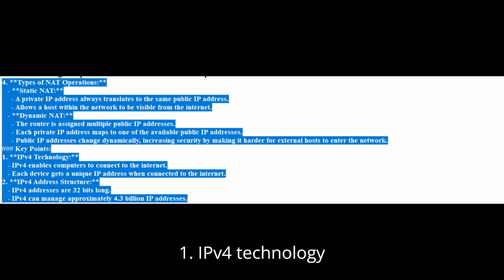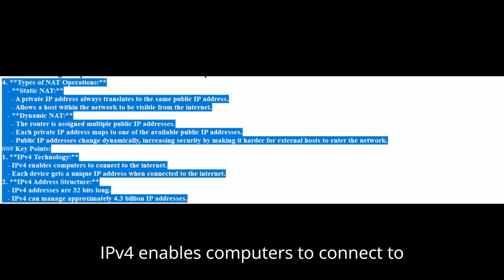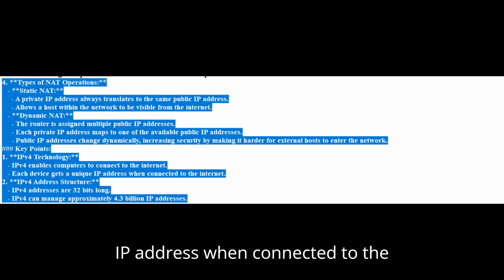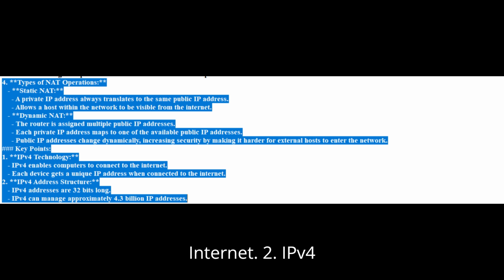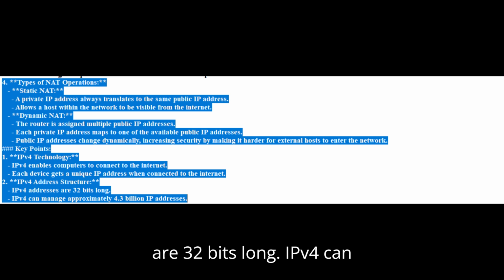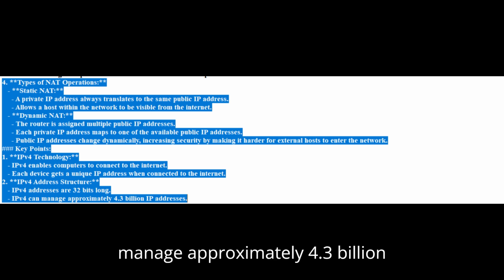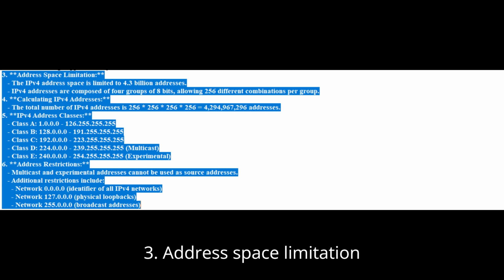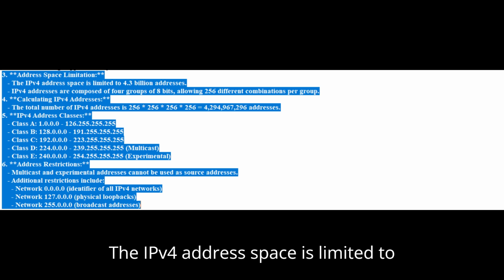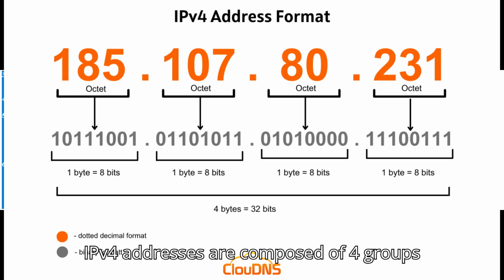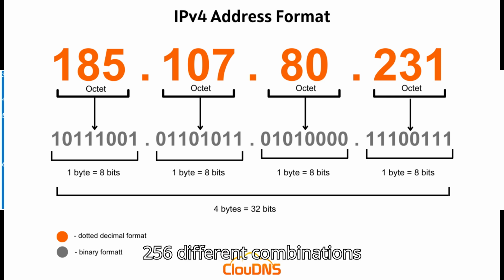Key points. 1. IPv4 technology. IPv4 enables computers to connect to the Internet. Each device gets a unique IP address when connected to the Internet. 2. IPv4 address structure. IPv4 addresses are 32 bits long. IPv4 can manage approximately 4.3 billion IP addresses. 3. Address space limitation. The IPv4 address space is limited to 4.3 billion addresses. IPv4 addresses are composed of 4 groups of 8 bits, allowing 256 different combinations per group.